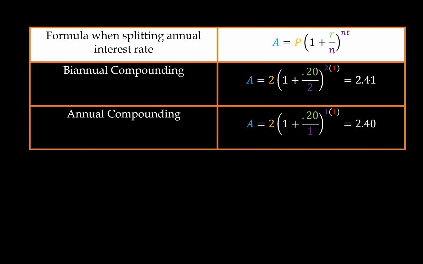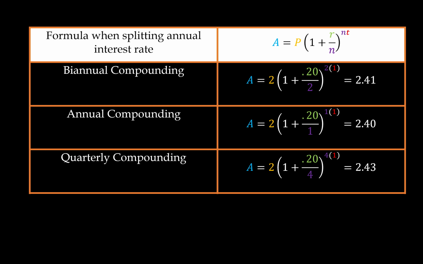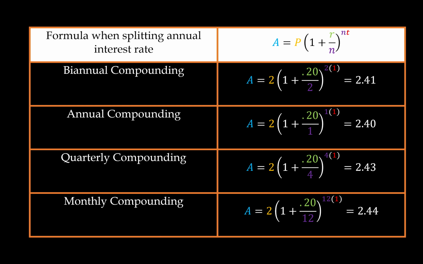Let's see what happens when I receive a quarterly compounding. All we have to do is change n to 4 and get an accumulated value of $2.43. What if I compounded monthly, meaning 12 times a year? So what can we conclude? The more compoundings per year, the more money we make.